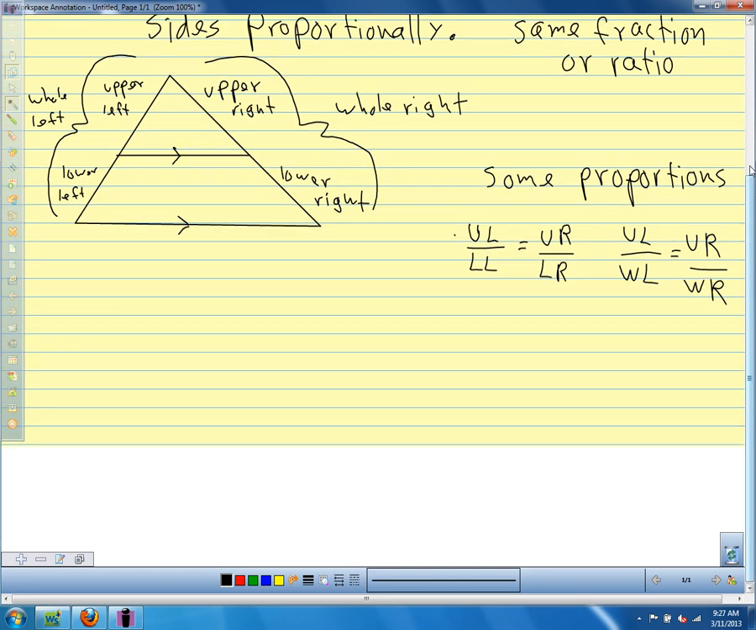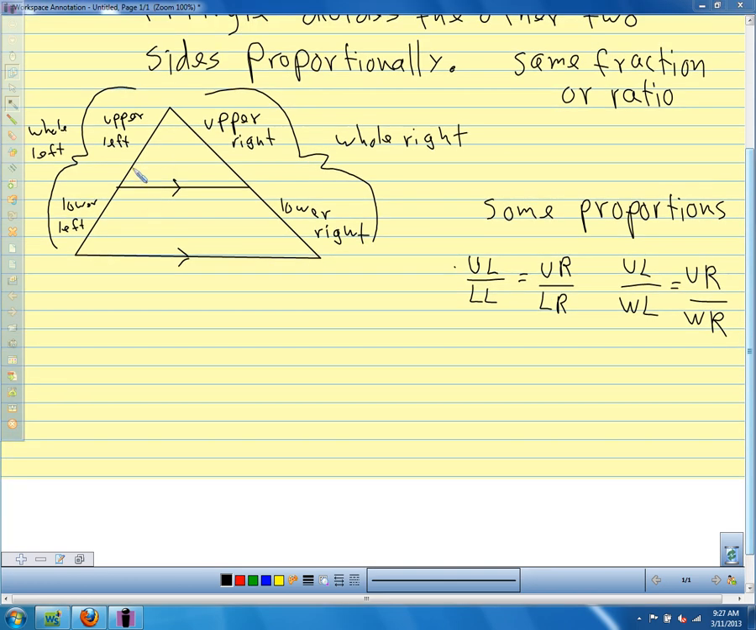So when we're making our proportions, we're just matching up corresponding parts. I could say that the upper left divided by the upper right equals the lower left divided by the lower right. And I'll just write one more. The lower left divided by the whole left equals the lower right divided by the whole right. So these are just 4 of the proportions that come out of the side-splitting theorem.